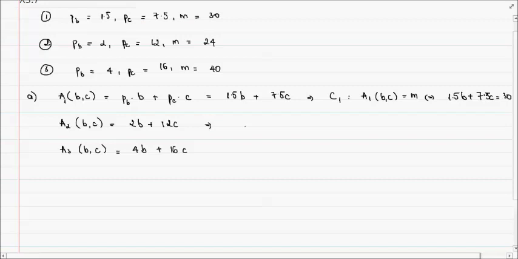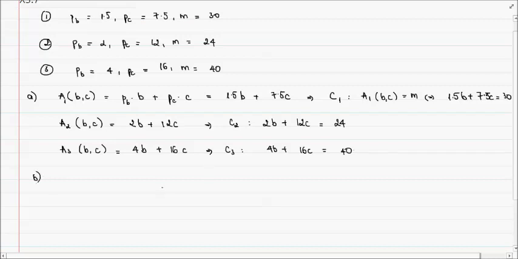Very similar for the second case, the budget constraint C2 is where the acquisition cost 2B plus 12C equals the income in the second case, which is 24. Basically this equation is telling you the maximum combination of B and C that a consumer would be able to consume given the prices of the goods and the income. Similarly, C3 is going to be 4B plus 16C, and if you equate that to the income, it gives you a budget constraint.